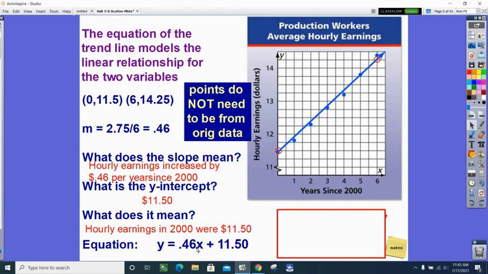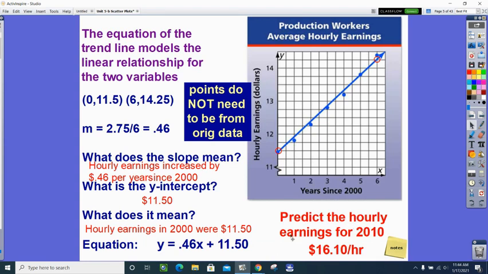So there's our equation. And now maybe we want to make a prediction of what's going to happen in 2020. So if we wanted to know what would happen in 2020, look here. What number would we put in for x? It would be 20, 20 years plus 2000. You'd multiply it times 0.46 and add 11.50. And that would give you a prediction of what happens in the year, well, now basically, if wage increase stayed the same. And it looks like it would be, according to my calculations, kind of quickly here, about $20.70.